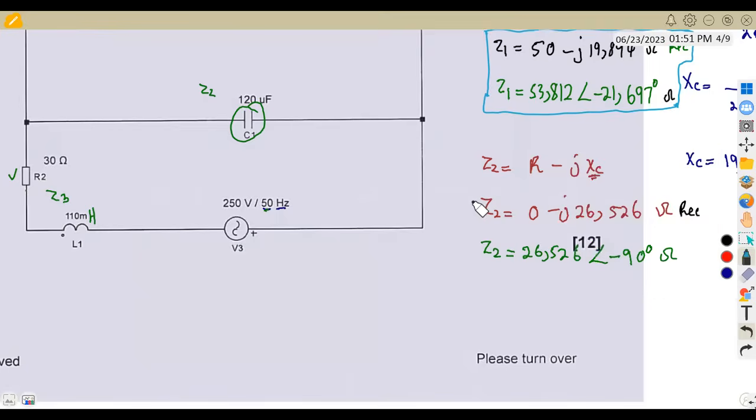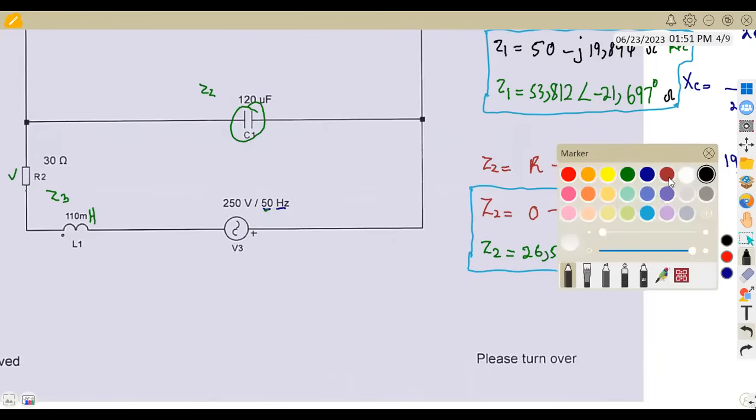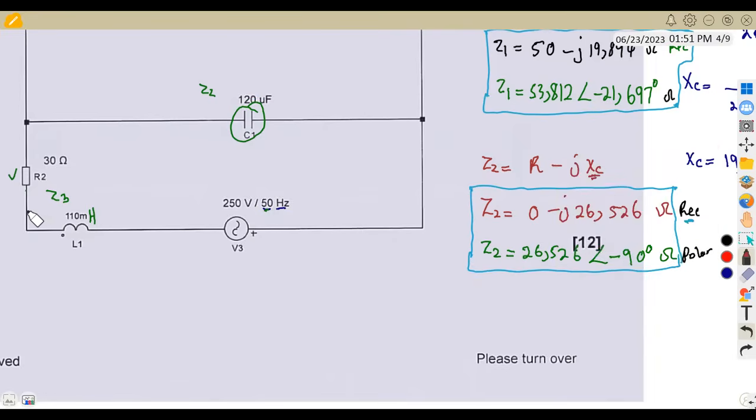So like I said, this is just the same Z2, our second impedance, only that we are having it in both formats, in rectangular form and in polar form. Let it just be like that so that it helps you. Okay, so let us just finish our impedances so that we can calculate the total at once. So let us move on to Z3.